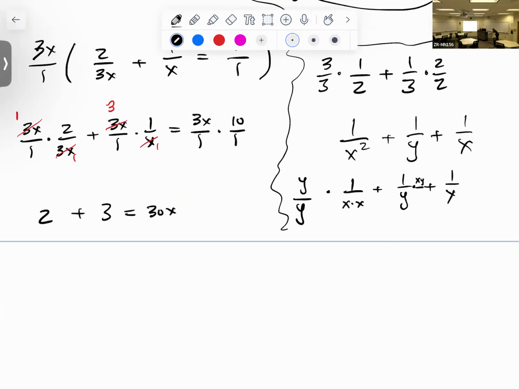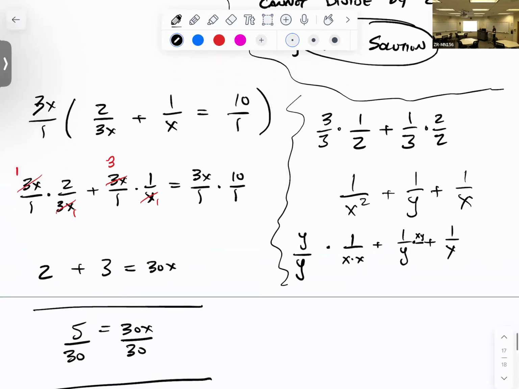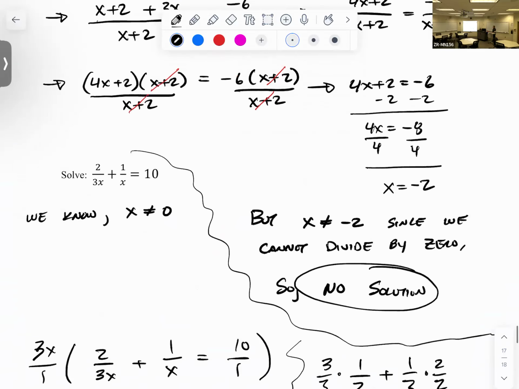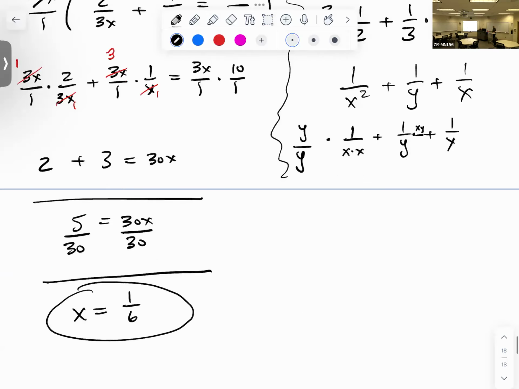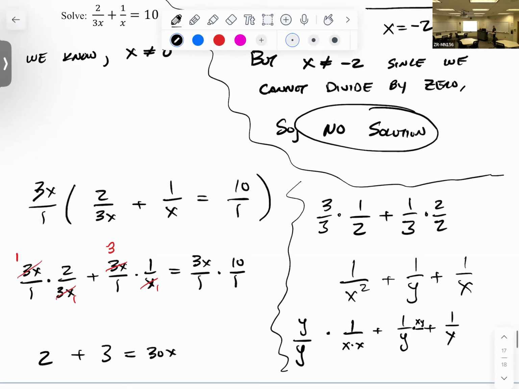And then a couple simple algebra steps. Now, here's the big thing. We started out, x cannot be 0. Is x 0? No, so that is the answer.